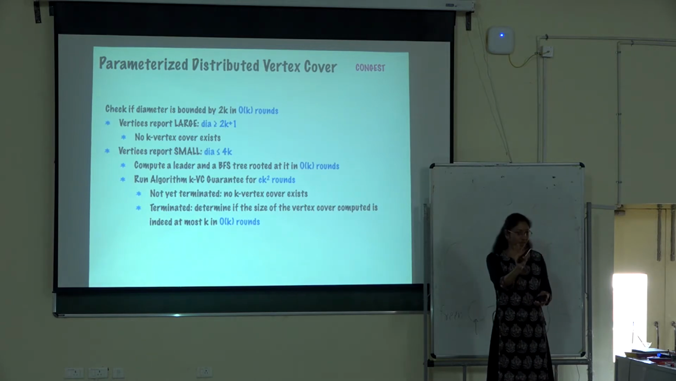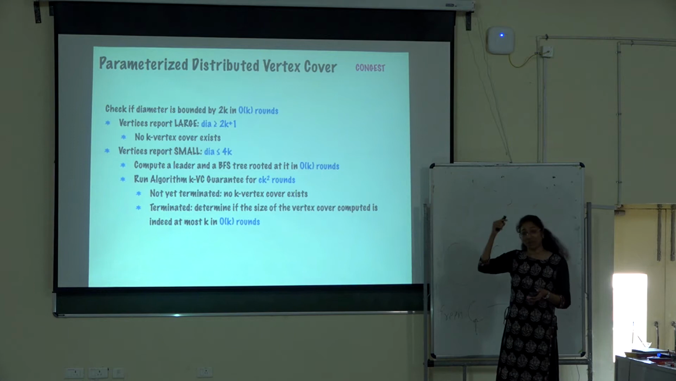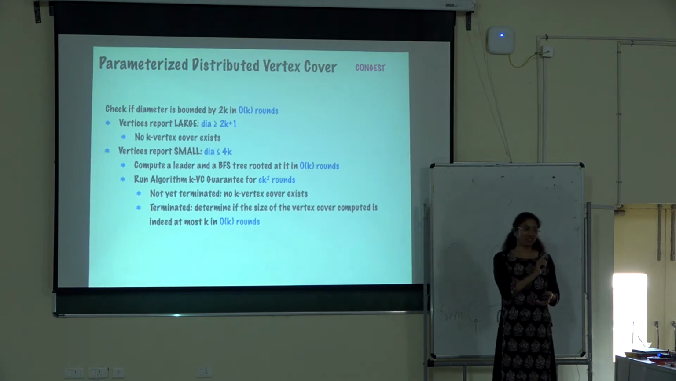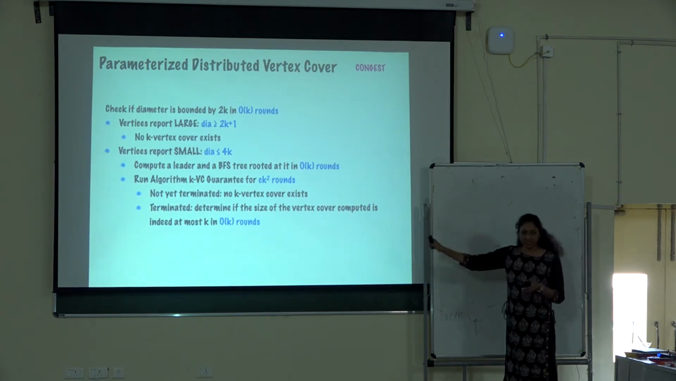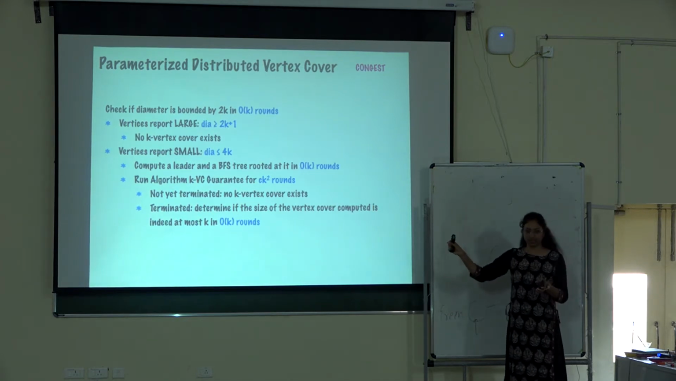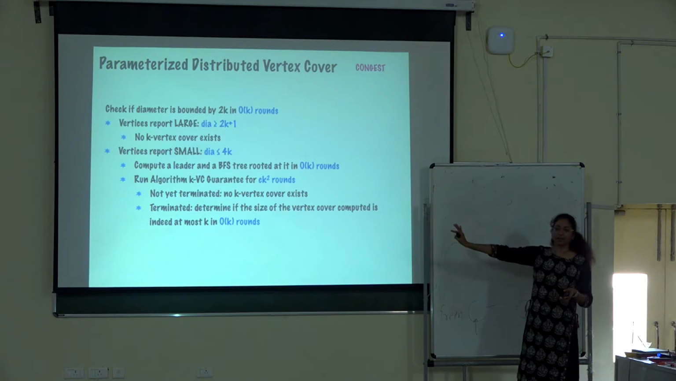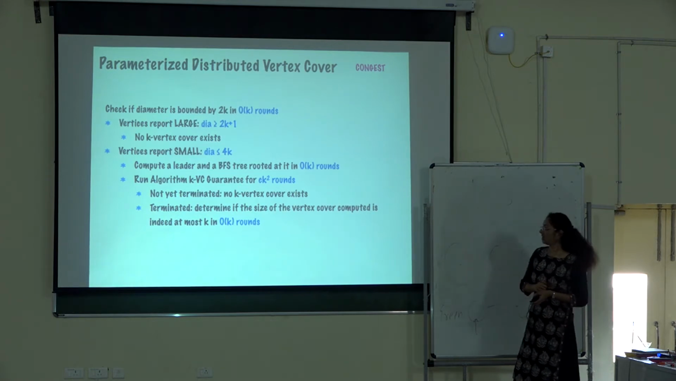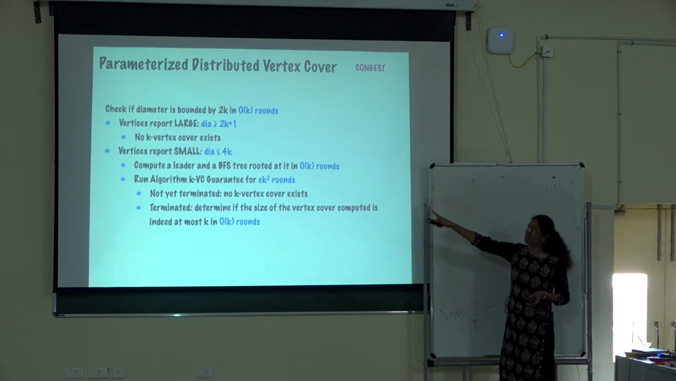It is a vertex cover, fine, it need not be a k vertex cover, because the algorithm assumes that there is a k vertex cover, which need not be true. But nevertheless it terminated, so it has computed a vertex cover. We need to check if it is indeed a k vertex cover, that is, its size is k. That would take another k rounds. That's the reason why we need to have a BFS tree rooted at a leader.